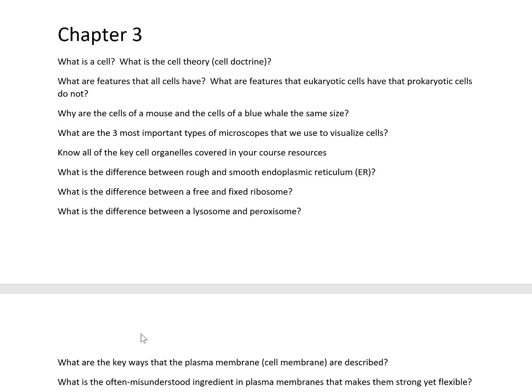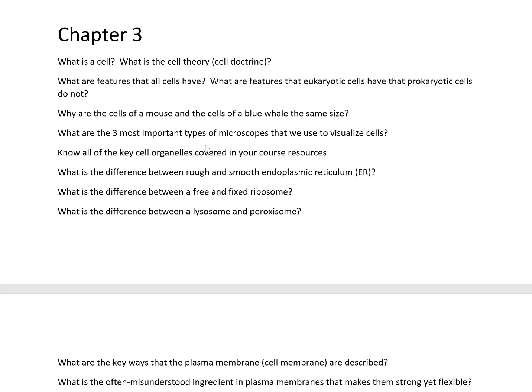Prokaryote means pre-kernel or pre-nucleus, and eukaryote means true kernel or true nucleus. So eukaryotic cells are going to have a membrane-bound nucleus, whereas prokaryotes do not. Bacteria have DNA; it's just not stored in a nucleus. But the more technical definition would be that eukaryotes have membrane-bound organelles. When you're learning about the organelles, that would be your rough and smooth endoplasmic reticulum, the Golgi apparatus, and mitochondria. Those are all examples of organelles that prokaryotes don't have.